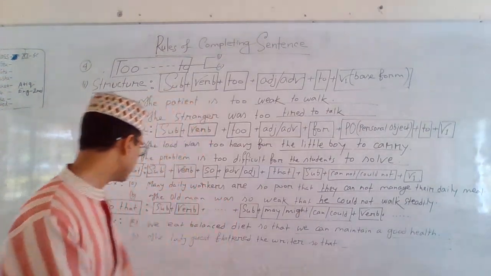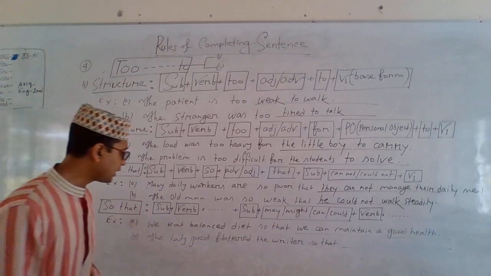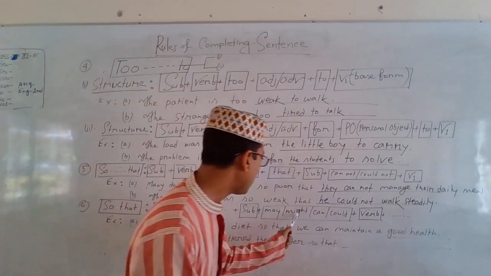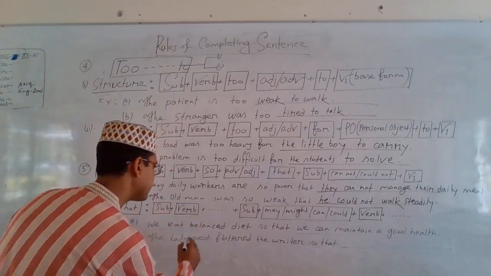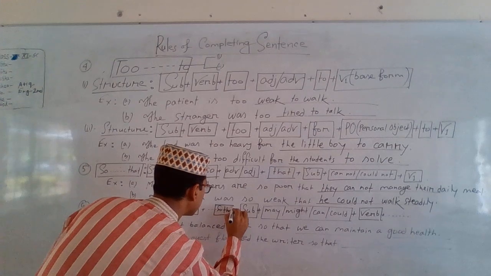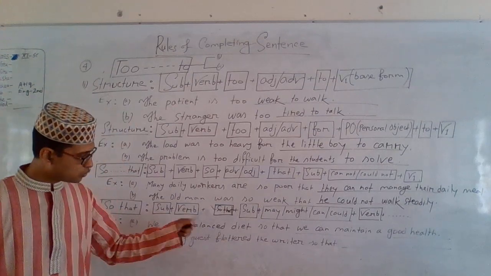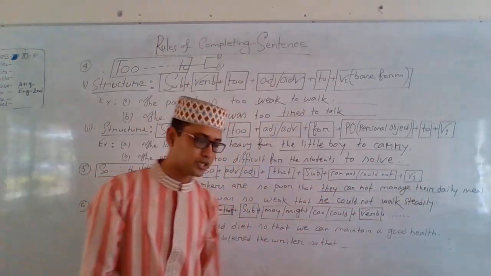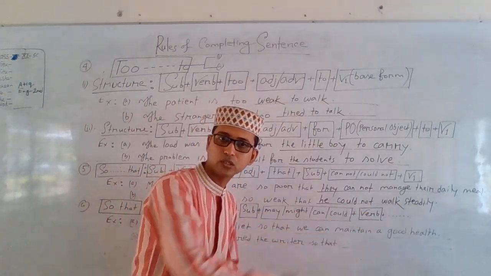Dear students, let's concentrate on rule number 6. That is so that. Okay, subject plus verb plus, and then so that, subject plus may, might, can, could plus verb. Structure: subject plus verb plus dot dot dot so that, and then subject may, might, can, could plus verb, and then depending on the prior clause or prior part of the sentence, if there is any essentiality to use some other words, you can use.